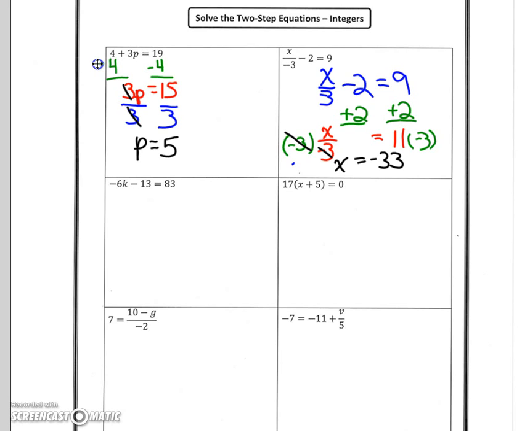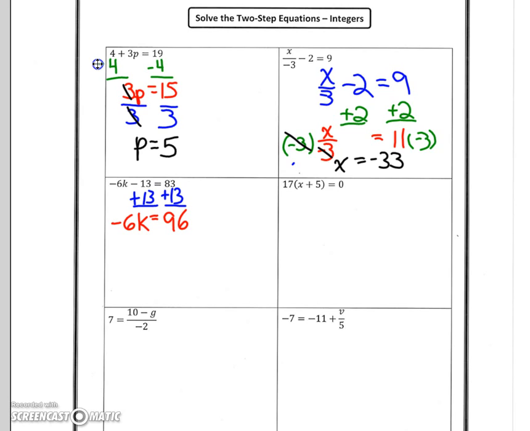Now, moving on to the middle row on the left. Here's where we need to keep track of our negatives. Negatives trip us up all the time, so we're going to start by adding 13 to both sides. When you see a multiplication and an addition going on, take care of that addition first and then do the dividing to get rid of the multiplication. So this is going to give us negative 6k equals 83 plus 13 is 96.